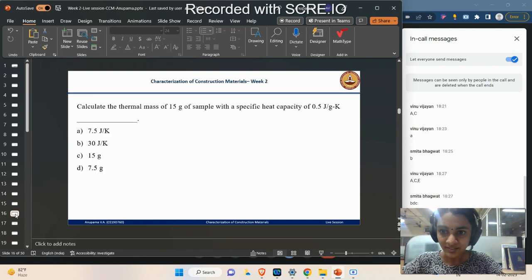Calculate the thermal mass of a 15 gram sample with a specific heat capacity of 0.5 joule per gram Kelvin. So read the question carefully. How much sample have we taken? We have taken 15 gram of sample and the specific heat capacity of the sample is 0.5 joule per gram Kelvin. So what will be the thermal mass of this 15 gram of sample?